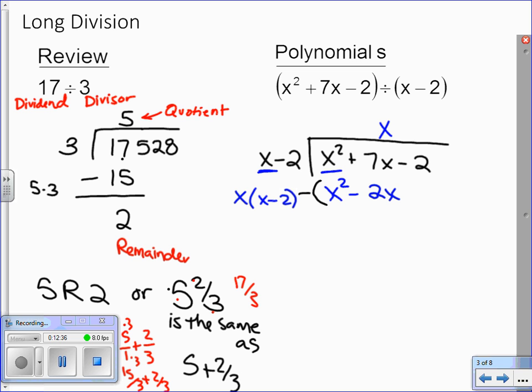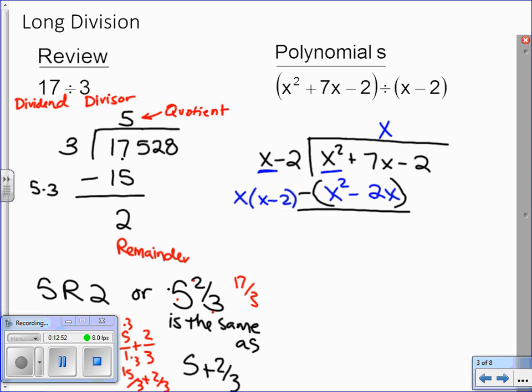To say all of something in mathematics, you use a group of parentheses. Okay, so we want to subtract all of it. I don't want to just subtract x squared. I also want to subtract a negative 2x.